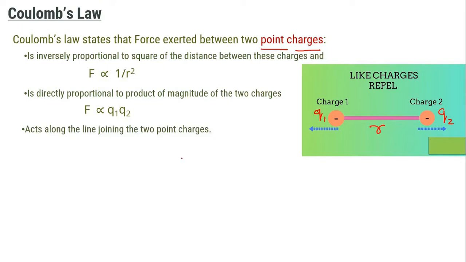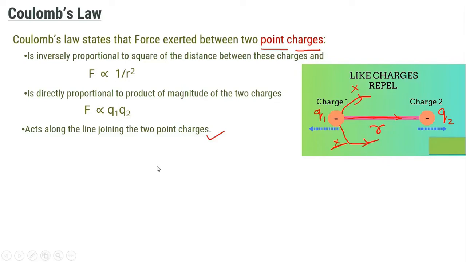This statement is very important: it always acts along the line joining the two charges. That means it always acts along this line. It never acts along this line. If we draw another line, no, it is not. Again, in that direction it will not be acting. There is only one particular direction in which the Coulomb force acts.